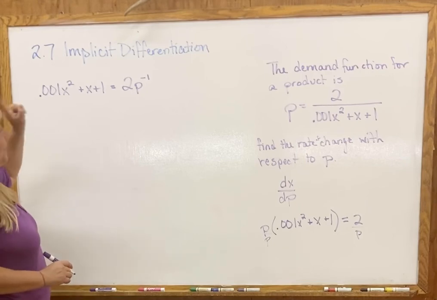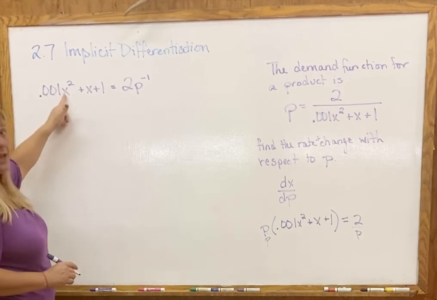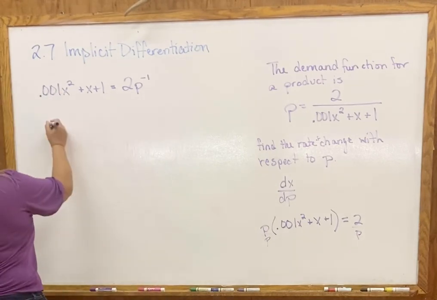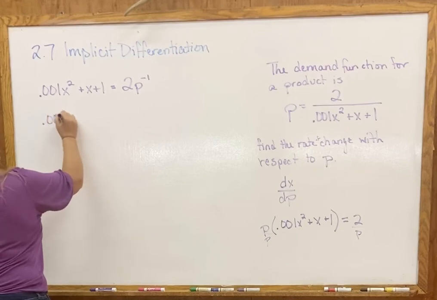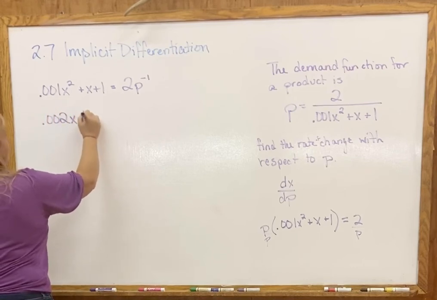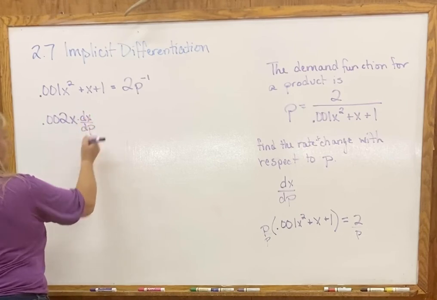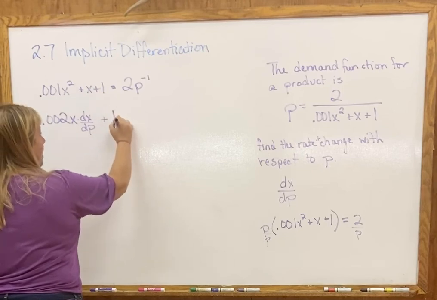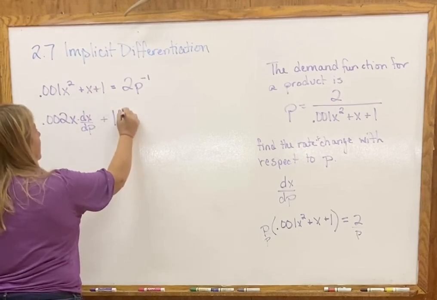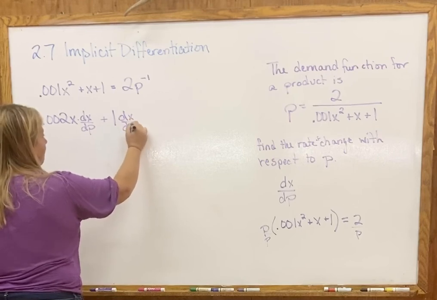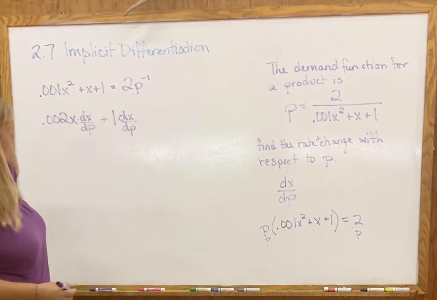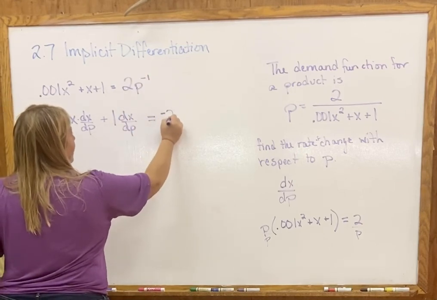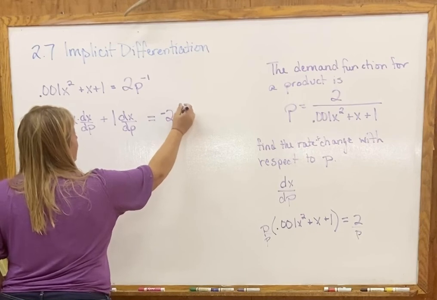Okay, now remember though, every time we take the derivative of a guy that has an x in him, we have to follow it with dx/dp. So that means we're going to have 0.002x dx/dp plus the derivative of x is just 1. But because it was a derivative of x, we follow it immediately with dx/dp. Derivative of 1 is just 0, so it goes away. So on the far side, we bring down the negative. So we have negative 2p to the negative 2, right?